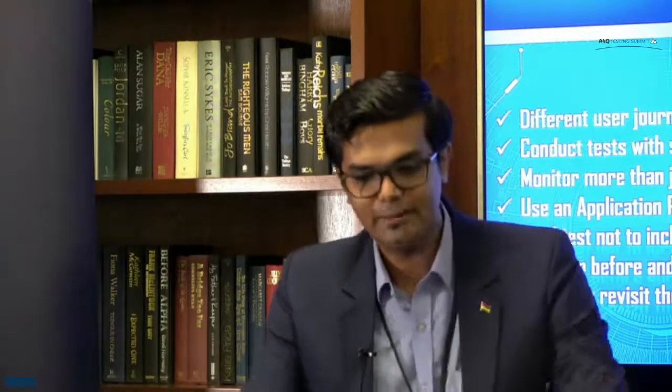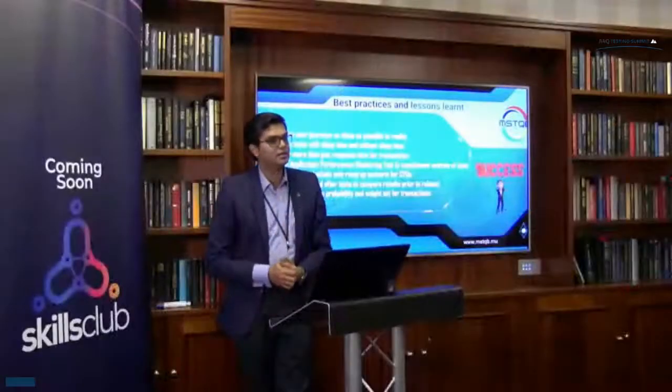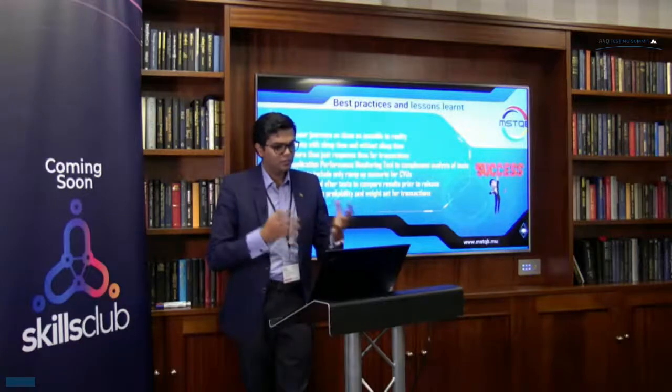Then we have to use an APM. It's recommended to use an APM tool, an application performance monitoring tool, because when you do performance tests, you get the result from an outer perspective. Now you have to drill into the system to know which call, which function, which line of code is causing that glitch in terms of performance. So this is where the application performance monitoring tool will help.